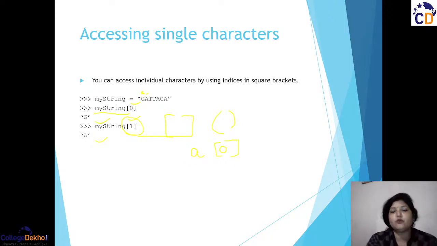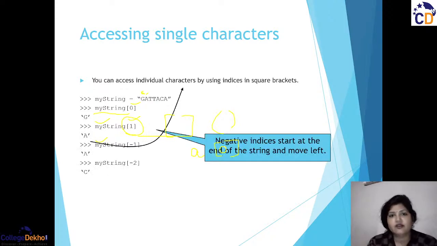Suppose I want to access the 0 index element, so I would write 0. If it is 1, then you take 1. So this is how we access the different characters in a string.